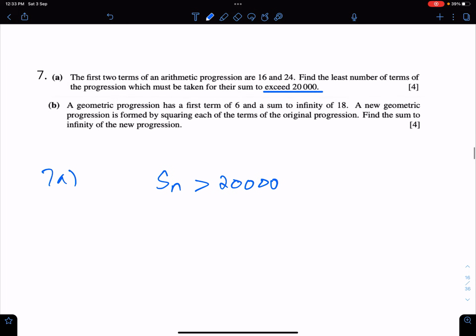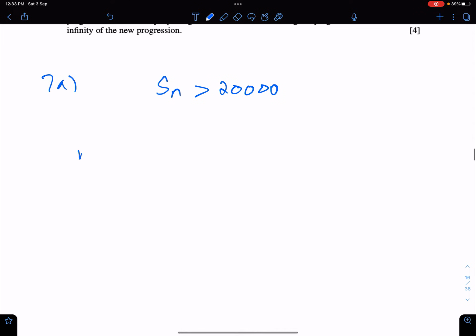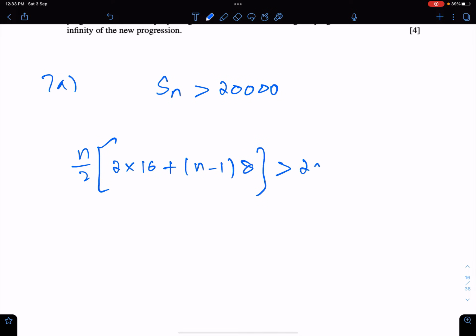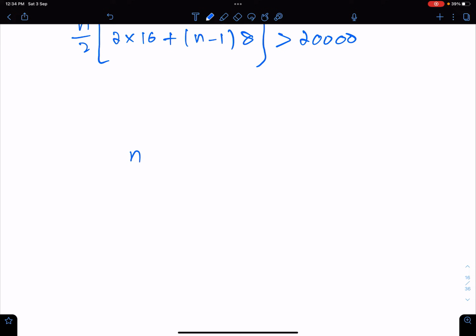So we can have d, which is 8. So Sn is n upon 2 times 16 plus (n minus 1) times d, which is 8, greater than 20,000. When you solve this, you will get two values of n: 69.2 or minus 72.2. The negative value is invalid, and you will get this inequality when you simplify this one.